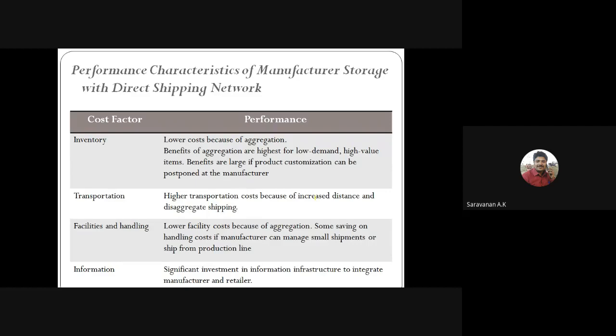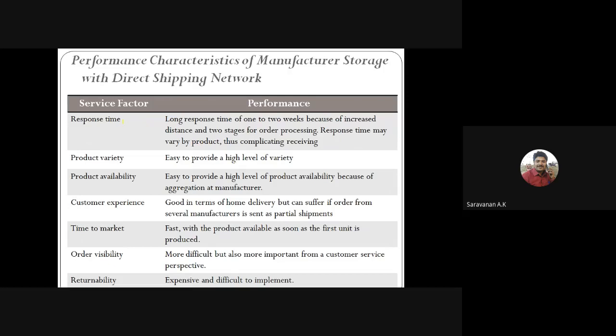So we have already seen the factors influencing the distribution network design, right? So the same factors. For the supply chain, the cost drivers are inventory, transportation, facility and handling, and the information. So here it is indicated as the cost factor and the service factors. What do customers experience? The response time, product variety, product availability, customer experience, time to market, order visibility, and the returnability. So these are the service factors.